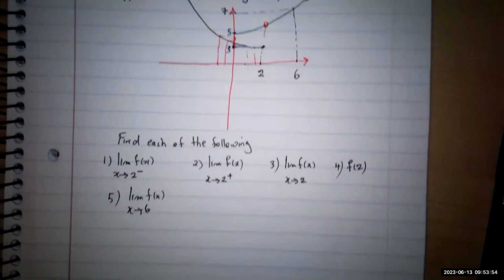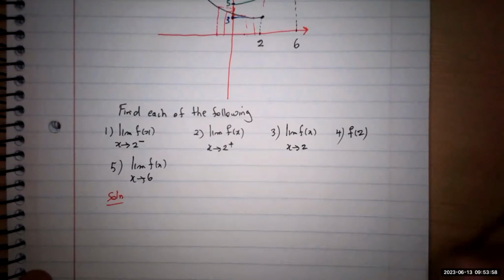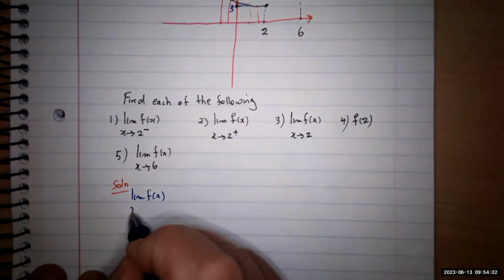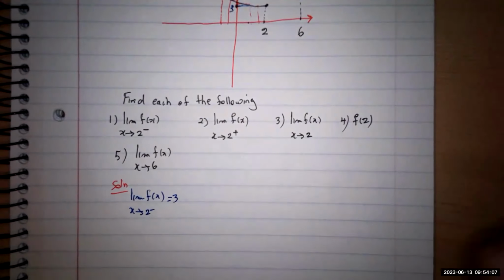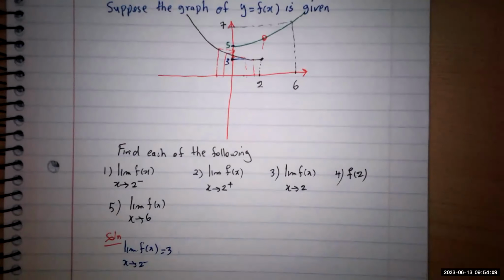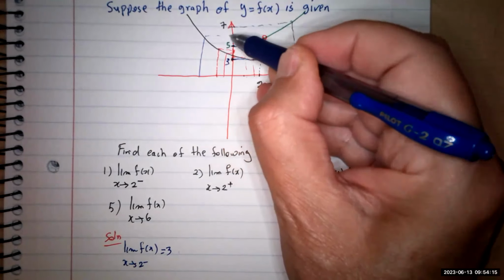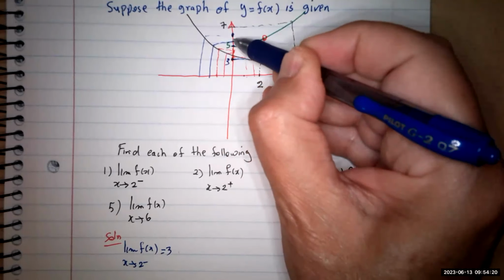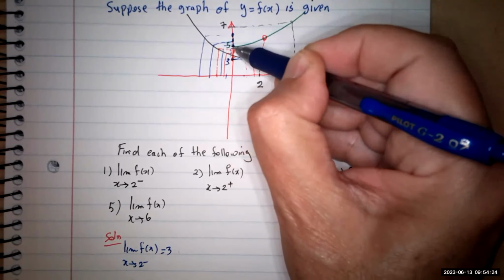So in this case, the limit of the function, you see the solution for the first part: the limit of f of x when x goes to 2 negative would be 3. It's like the table that we did over there. When x is less than 2, if you pick a number here and want to find the value of the function, this is the value of the function.